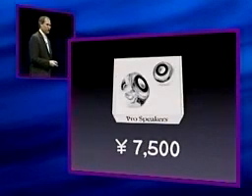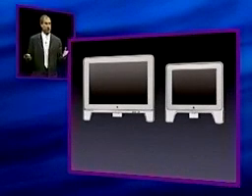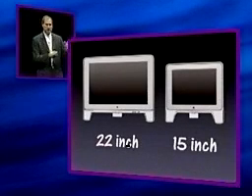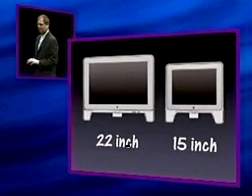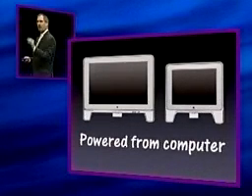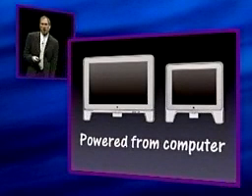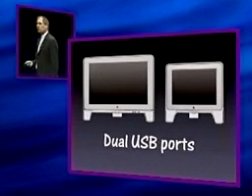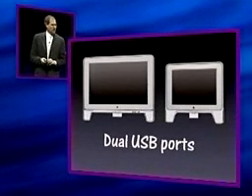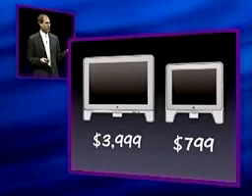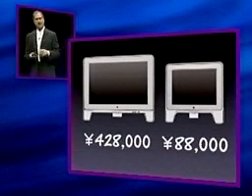The second extra we have is some news on our displays, our flat displays in particular. We have two flat displays, our 22-inch Cinema Display and our 15-inch Studio Display. They are both powered from the computer, so you don't need an extra power brick and an extra cord plugging in the wall. They both have dual USB ports. You can plug your keyboard right into your display. And these are the prices today, $3,999 and $799, or 428,000 yen and 88,000 yen.